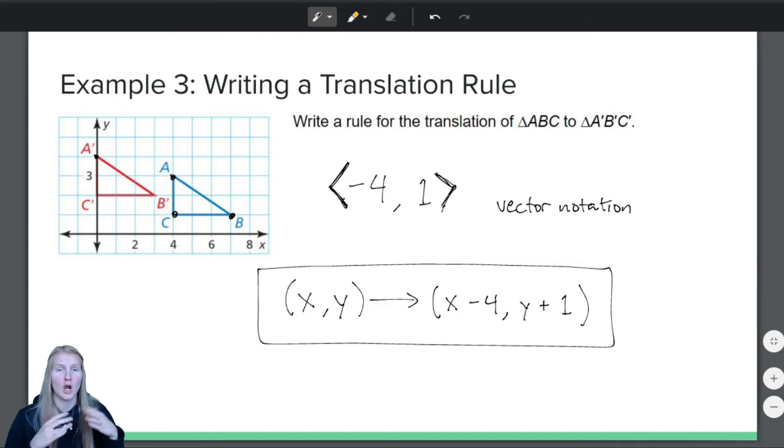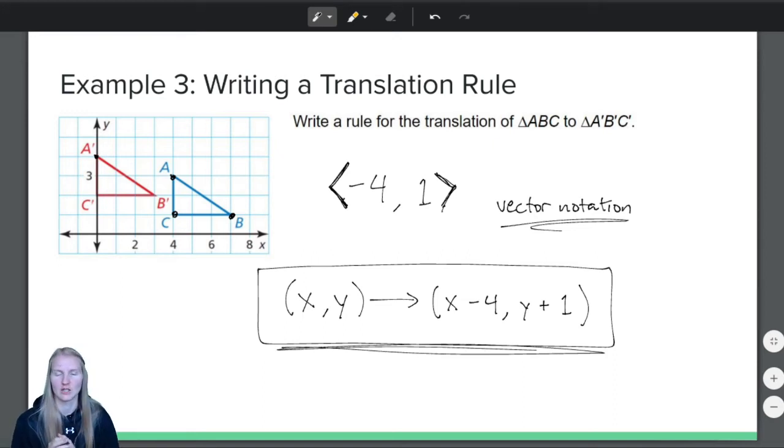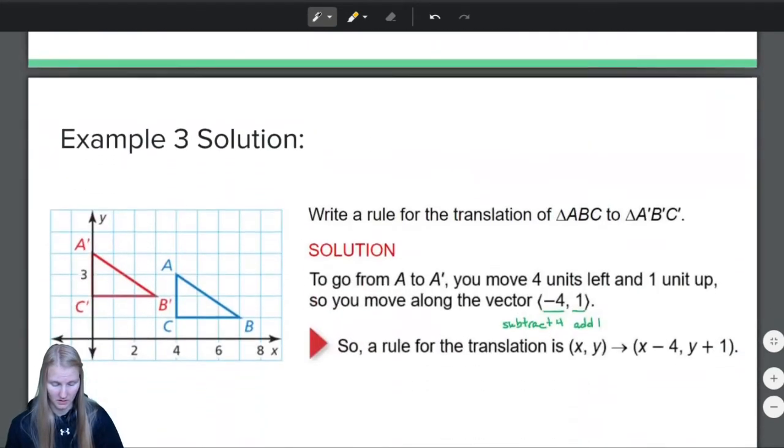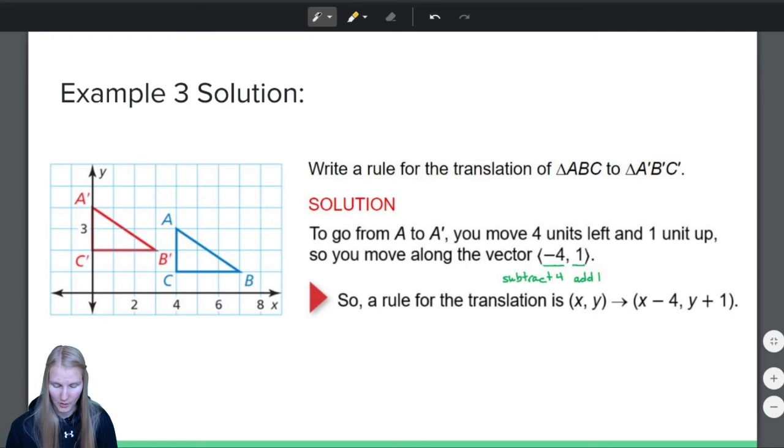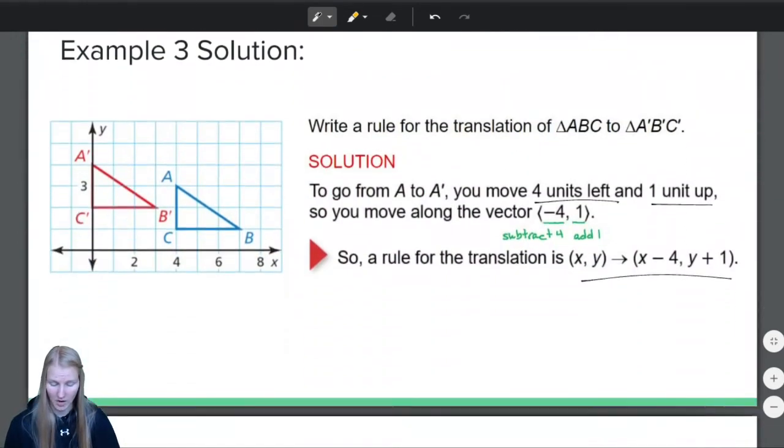Now, on your homework, on a test, it will say, write it in vector notation or write the rule for the translation. They'll tell you which one they want on a homework or test, but I want you to be able to see both of these notations. Okay, let's check and make sure that we were right. Moving along the vector <-4, +1>, 4 units left, 1 unit up, (x - 4, y + 1). Awesome. We did the exact same thing.